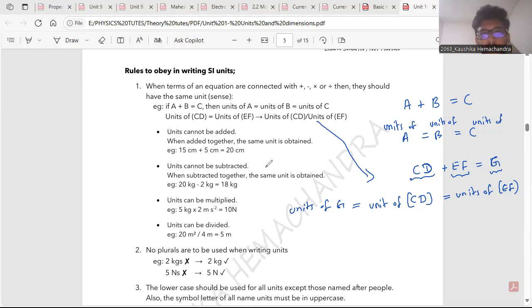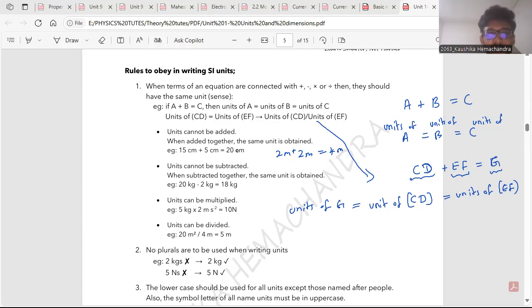Then units cannot be added. So when you add 2 meters with 2 meters, the numerical values get added. It's not 4 meters squared; only the numbers add, the unit is the same. So it's 4 meters again. That is kind of basic common sense, I know. Right? You don't need to memorize that separately.